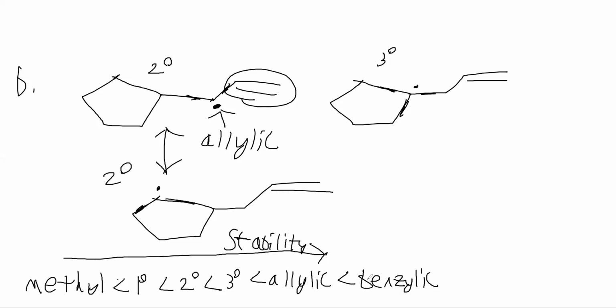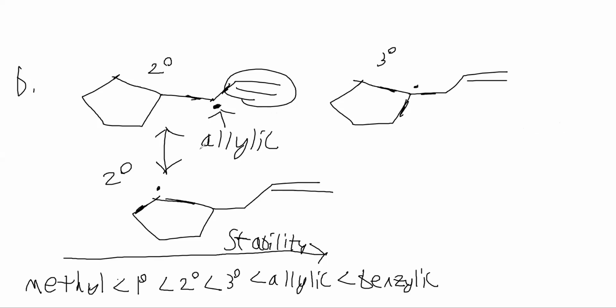A methyl radical is less stable than primary, which is less stable than secondary, then tertiary, allylic, benzylic. This one I pointed out is allylic, and benzylic, like we saw last week, would be something like this. It's right next to a benzene ring, so it has 5 resonance forms, so it's even more stable than an allylic radical. Just an FYI.